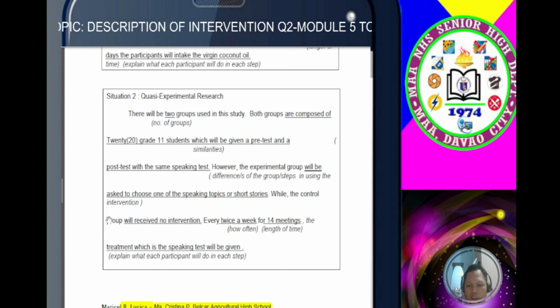However, the experimental group will be asked to choose one of the speaking topics or short stories, while the control group will receive no intervention. Twice a week for 14 meetings, the treatment, which is the speaking test, will be given. Okay, so those are the answers in our exercise. I hope it is clear to you.